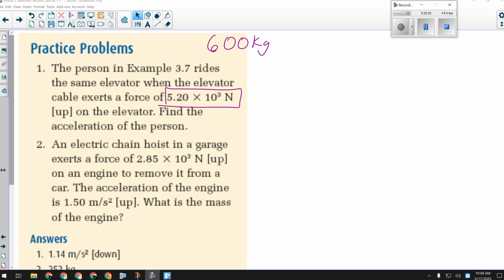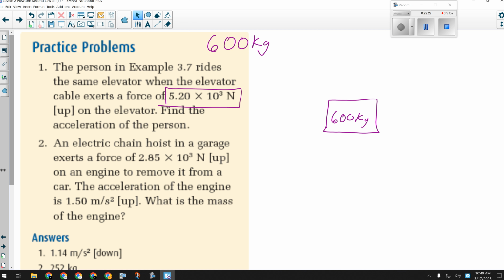Okay, so in this question here, we would still draw a free body diagram, right? We would still have our elevator and person, 600 kilograms. This force downwards is still the force of gravity. It's still m times g, and it's still the same number as before, 5,886 newtons. The rest of this question says that the cable is pulling up, but with 5,200 newtons. That's the force tension in the cable.